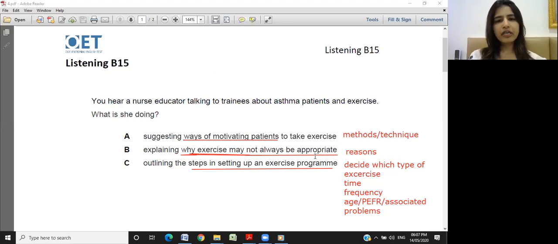Okay. Is everyone clear so far about the question and the answer options? Yeah, it simply says what is she doing. So we have to define that first, whether she is suggesting, explaining, or outlining. And then we have to look at this, whether it is about methods or techniques, whether it is about reasons, or whether it is about the step-by-step process of setting up, designing, or developing an exercise program for the patient.